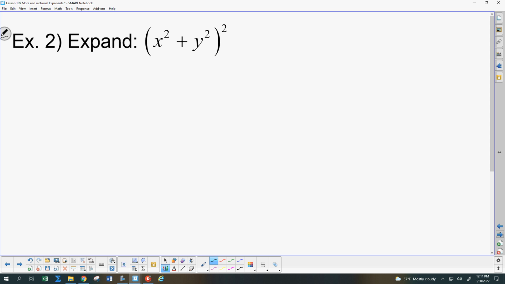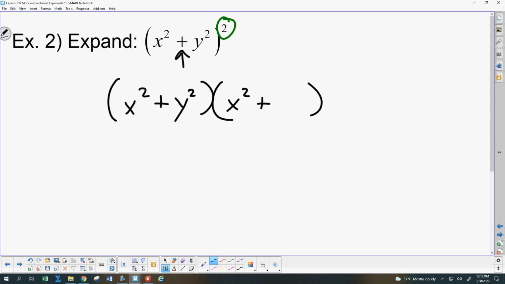Okay, next. I did not specifically review this just now, but that too on the outside, because I have the plus here, I don't just distribute that exponent. I did that when I had everything multiplied together in there. This one means parentheses times parentheses. That's all that square means right there, that I have 2 of those parentheses. So what I had inside was x squared plus y squared and x squared plus y squared.